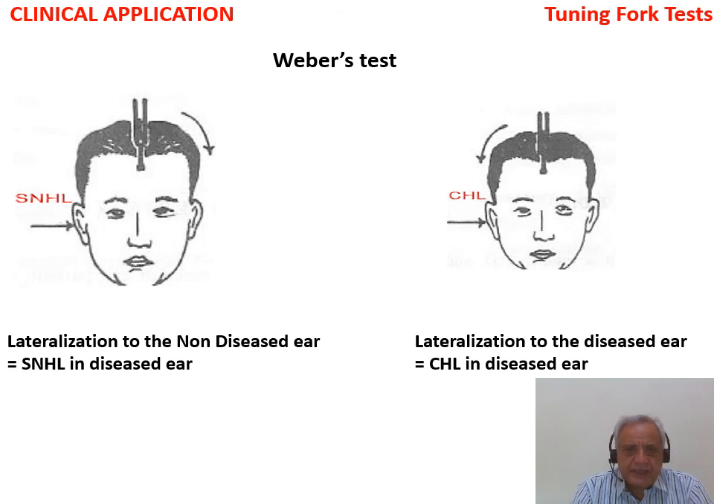This is a simplified explanation, but at least you can take it now that in conductive hearing loss, the patient will lateralize to the diseased ear. So if you see that the Weber is lateralized to the normal side, this is a sensorineural hearing loss. If it lateralized to the diseased side, this is a conductive hearing loss.